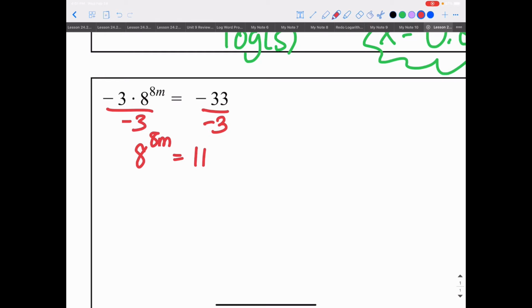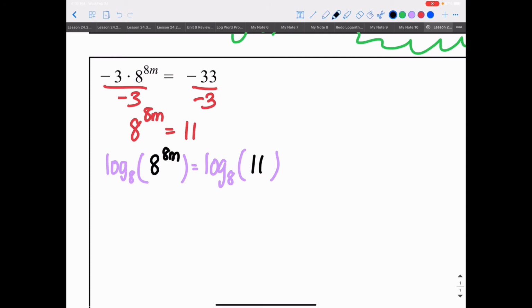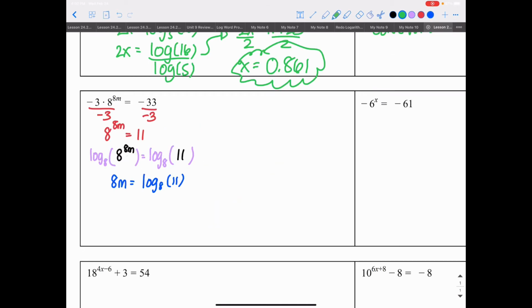From there, I'm going to take log base 8 of both sides. So I'm going to do log base 8 of 8 to the 8m power is equal to log base 8 of 11. What I can see is, what do I have to raise 8 to get 8 to the 8m power? And that is 8m. So if I simplify this, it's going to be 8m is equal to log base 8 of 11. From here, I can rewrite this as 8m is equal to log of 11 divided by log of 8. I want to solve for m.